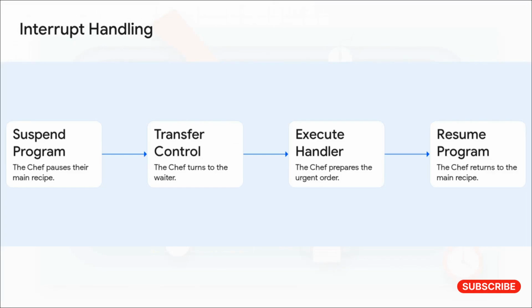It's like this elegant four-step dance. First up, suspend program. The chef carefully puts down what they're doing, marking their exact spot in the recipe. Step 2, transfer control. They turn their full attention over to the waiter. Third, they execute the handler, which means they quickly whip up that urgent order. And finally, once that's done, they resume the program. They go right back to their main dish, picking up exactly where they left off without missing a single beat.